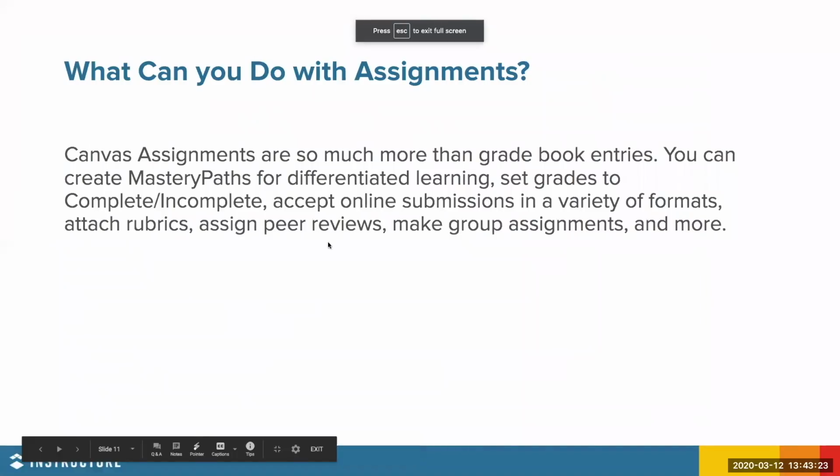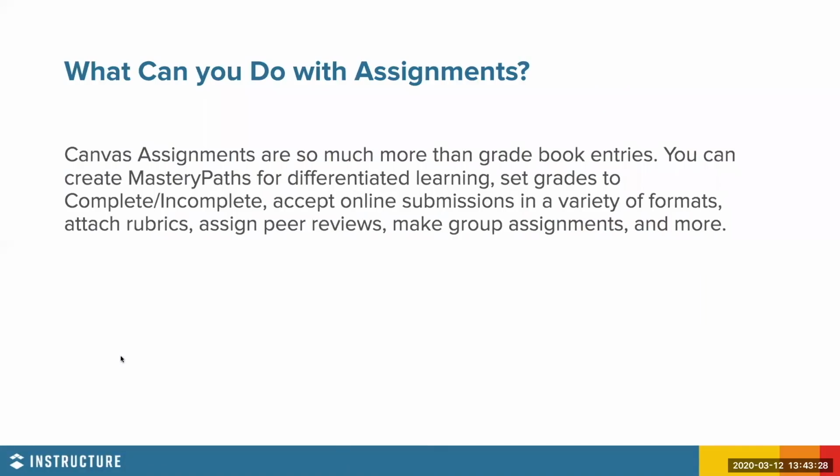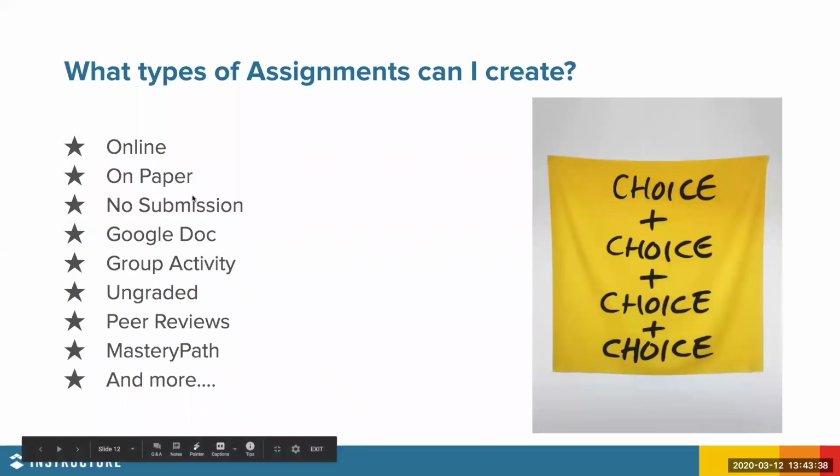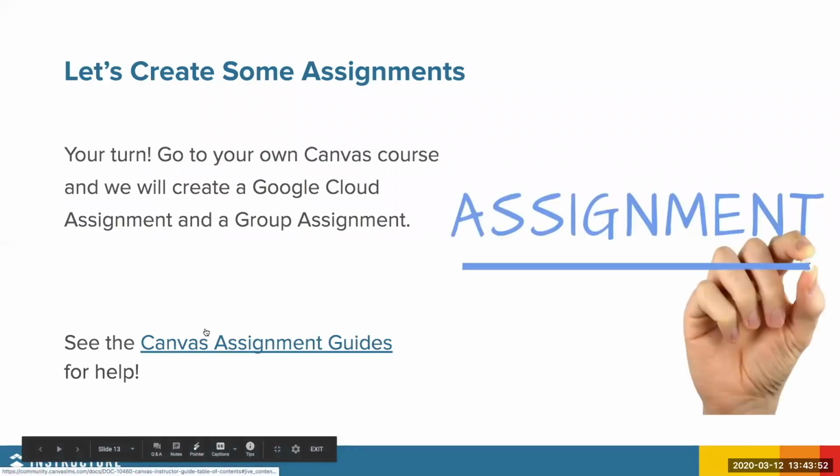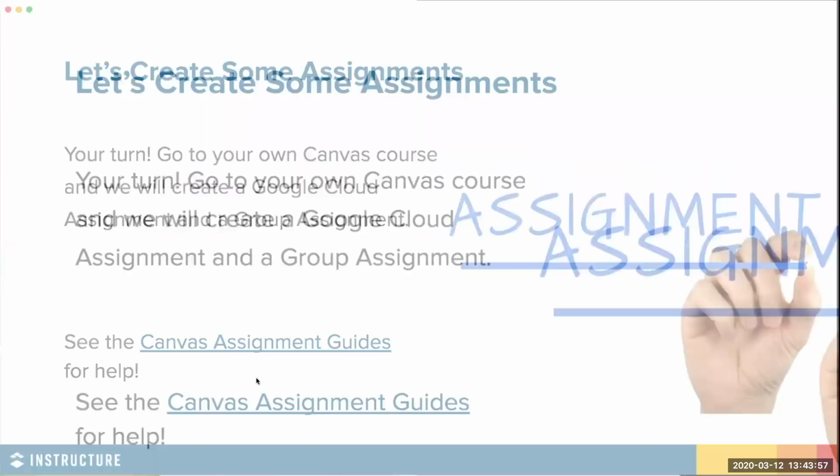Real quickly, we're also going to create an assignment. So you can do lots of things for assignments. Again, we're not going to go into all the bells and whistles, but just know that they can be graded, they can be ungraded, they can be marked as complete or incomplete. You can have group assignments, all kinds of things. You can have students submit assignments online, or you could set it up to be on paper, no submission. You can even have it make a copy of a Google Doc for students if you have one of those created. So not going to go through all the bells and whistles, but again, here are the Canvas guides that are linked if you need additional help.